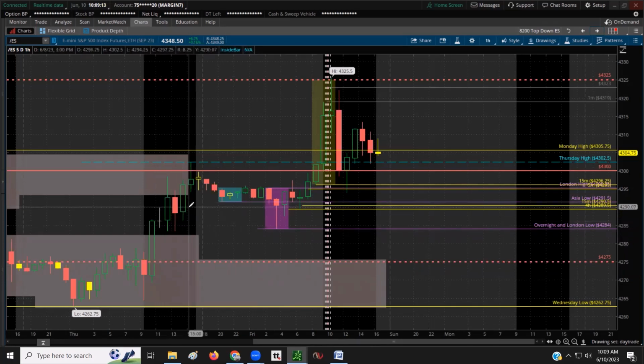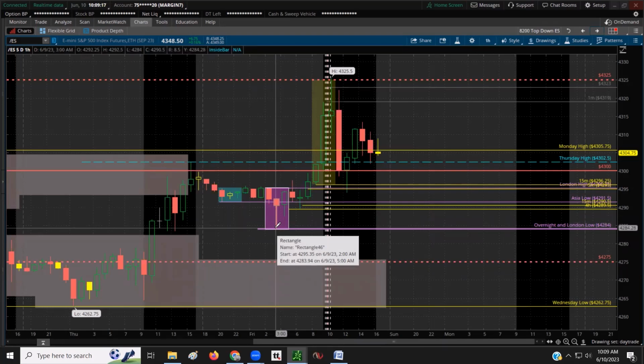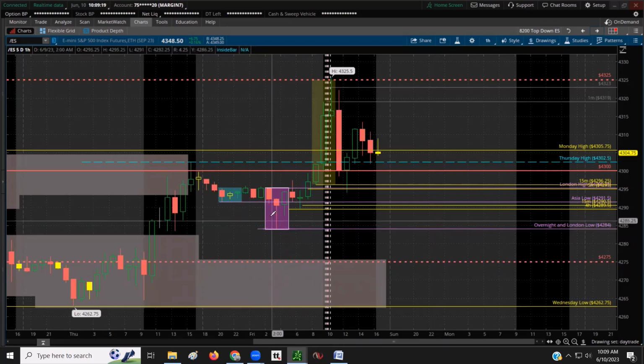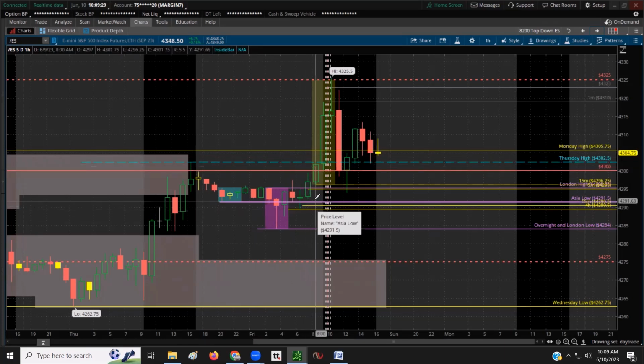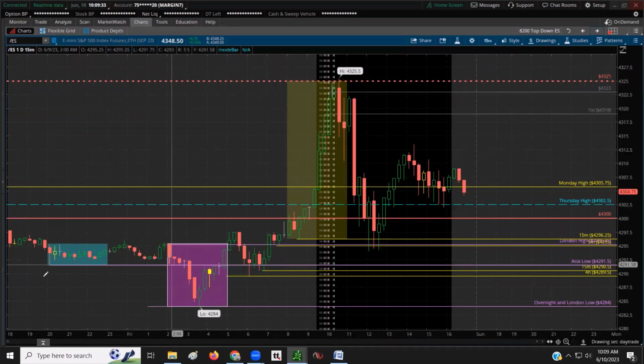Consolidation. Retest here. Buyer stepped in again, leaning bullish bias. Blue horizontal line, the live high of Thursday. Yellow horizontal line, the high of Monday. As we're approaching, let's go into the 15-minute time frame now. Here we are on the 15-minute time frame.